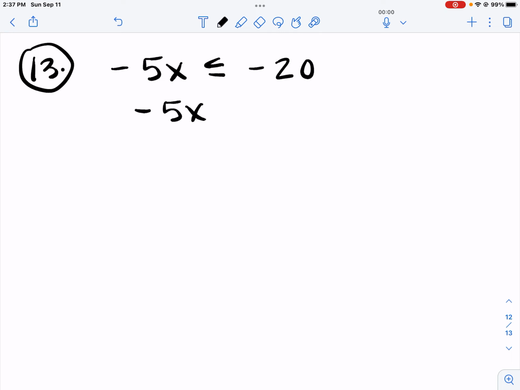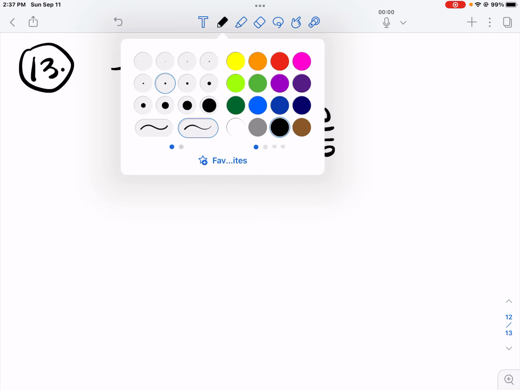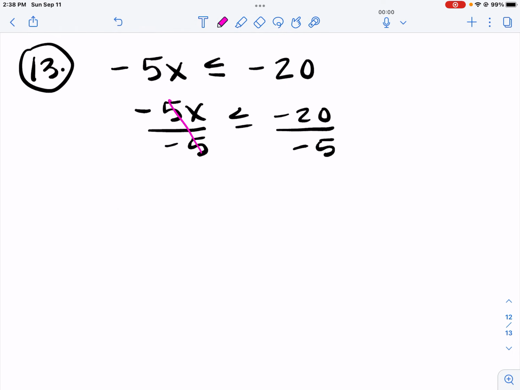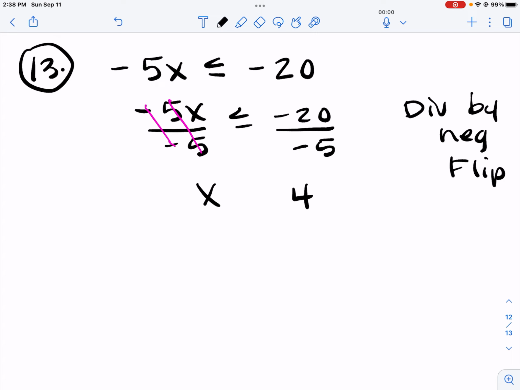Now we need to divide by negative. Okay. We need to divide by negative so that the 5 and the negative cancels out over there. Divide by negative, flip. Okay. Now a negative divided by a negative is still a positive. We're flipping the inequality symbol.